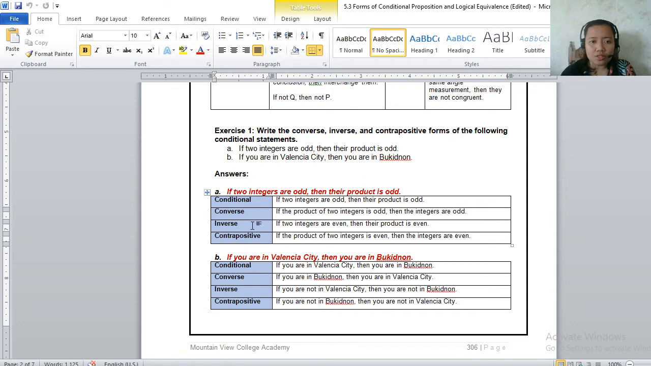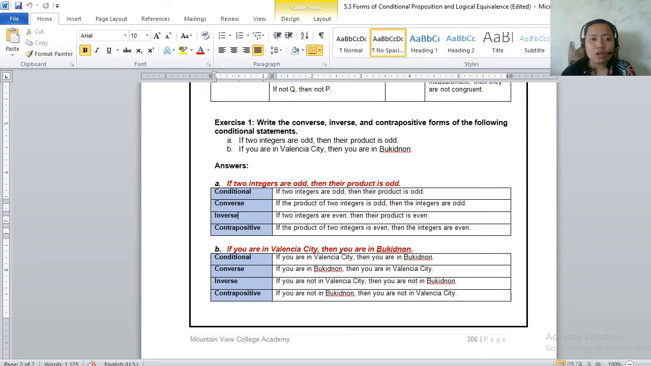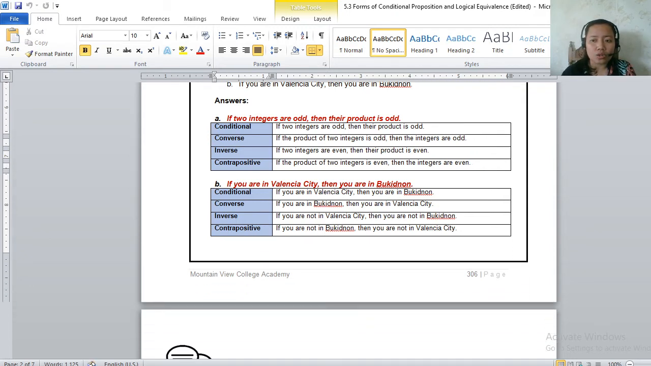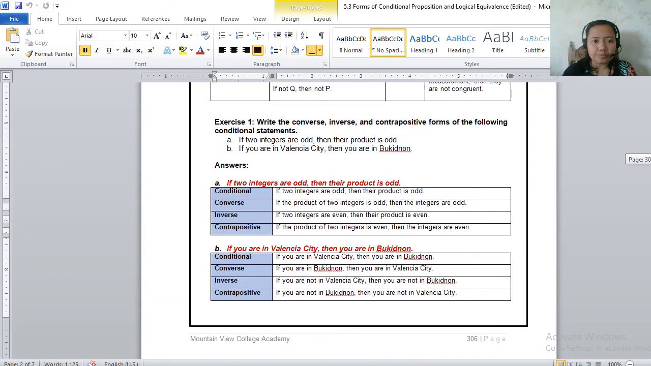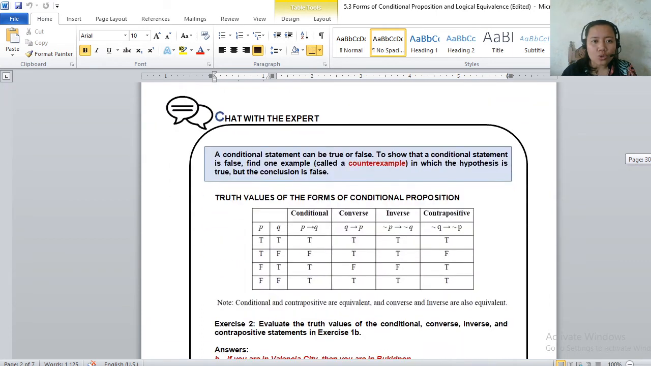For contrapositive, let's negate the converse. If the product of two integers is even, then the integers are even. So this is an example of the forms of conditional proposition. So, let's try to read this. A conditional statement can be true or false. To show that the conditional statement is false, find one example, called a counterexample, in which the hypothesis is true, but the conclusion is false.